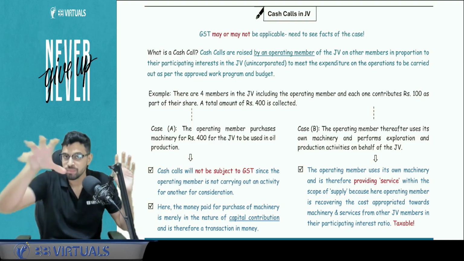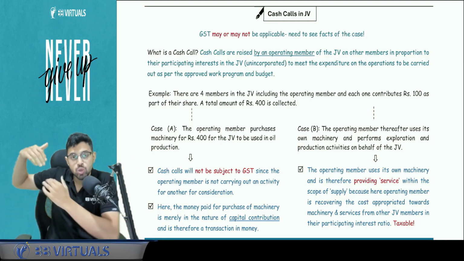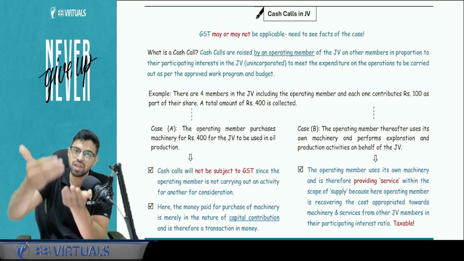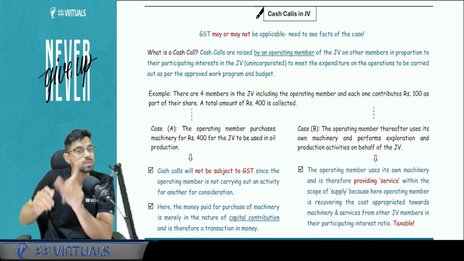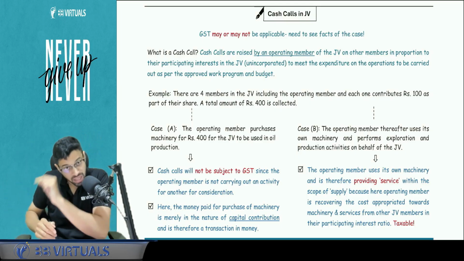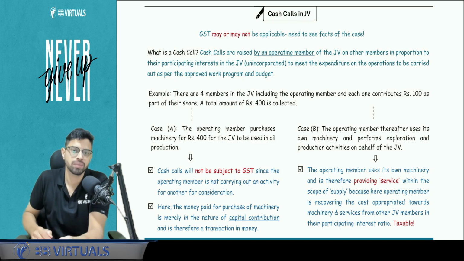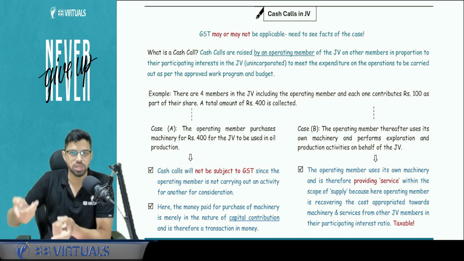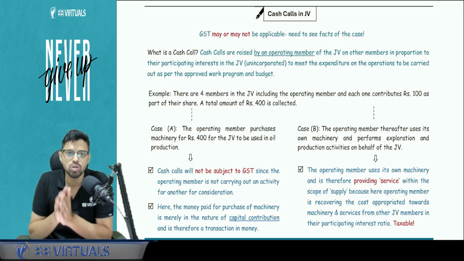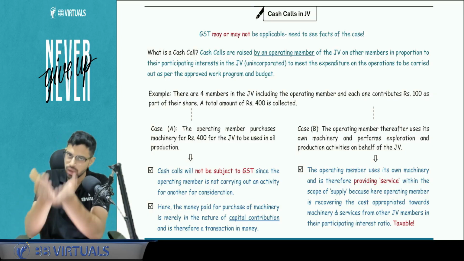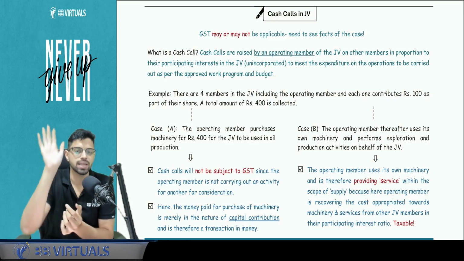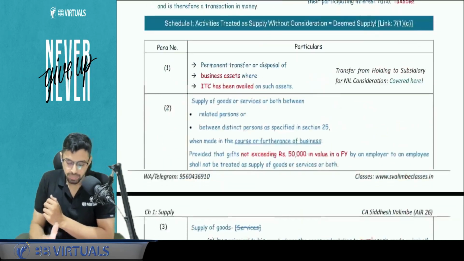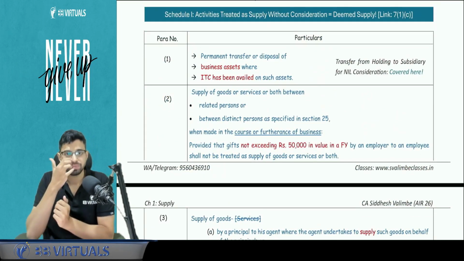But tomorrow, if I collect 400 rupees and I use my own machinery for the purpose of JV and I keep 400 rupees with myself, this means I am supplying a service of giving that particular machinery to JV. So that is not now capital contribution because I didn't go and buy a machine. I used my own machine. So in short, I am giving services to that particular JV in consideration of cash call. In that case, the cash call will be taxable. Clear?